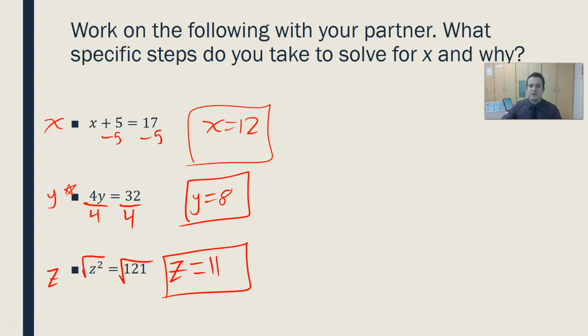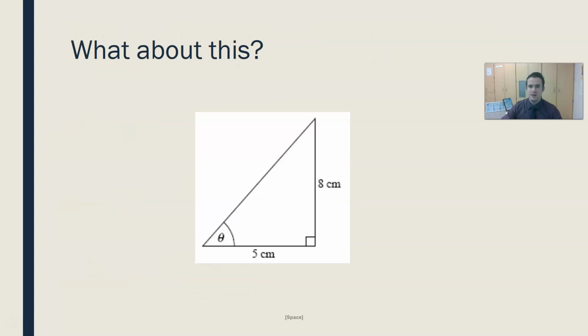So we went through those specific steps to solve for x because those operations undid the operations that were being done on x. I subtracted 5 because x was being added to 5. I divided by 4 because y was being multiplied by 4. I square rooted the z squared because z was being squared, okay?